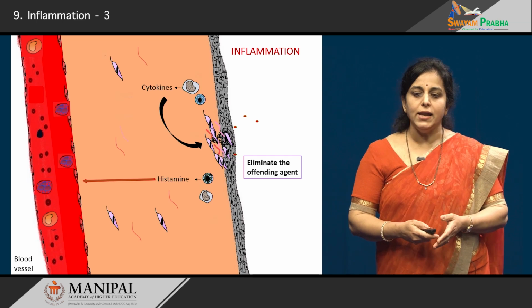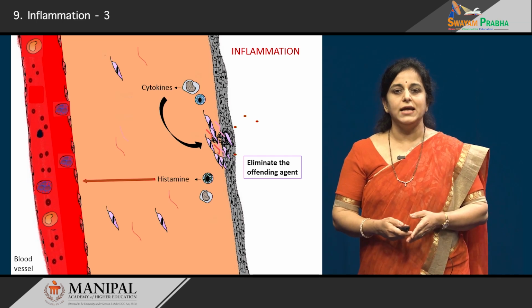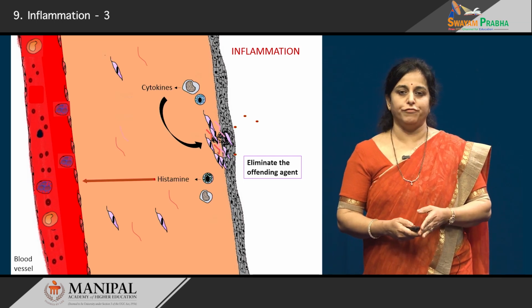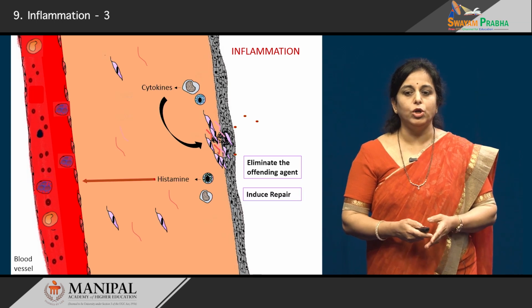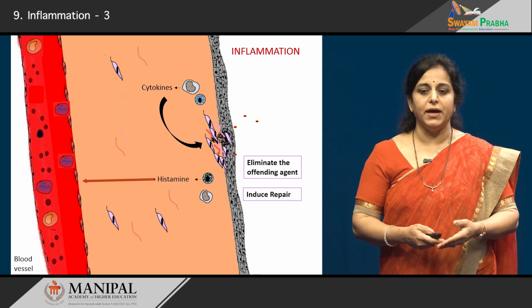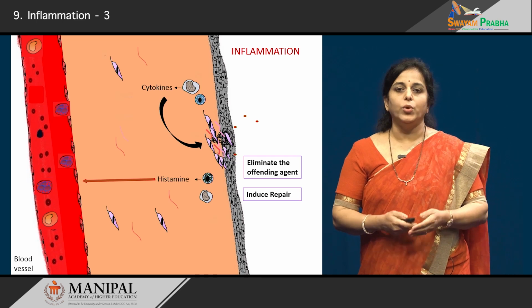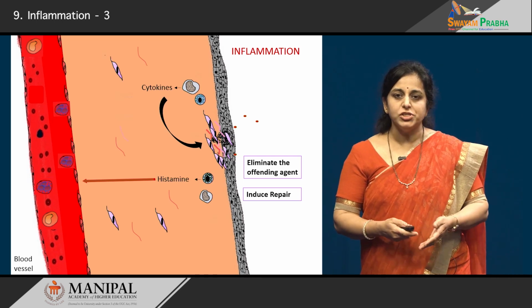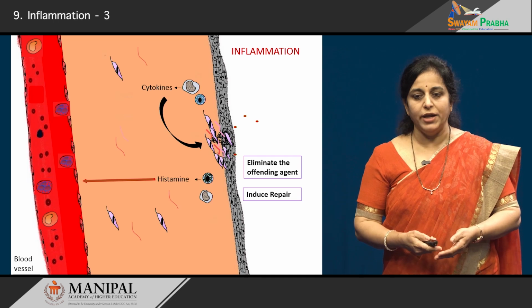So, the two main features of inflammation are, number 1, elimination of the offending agent, and number 2, inducing repair at the site of injury. Now, without inflammation, infections would go unchecked and wounds would never heal.